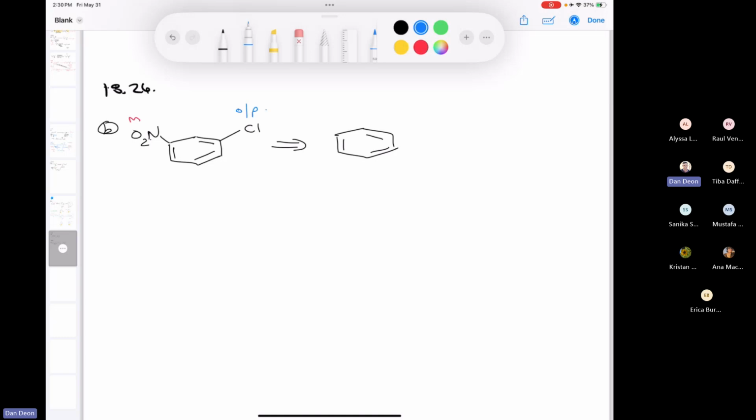Yeah, exactly. Exactly. Thanks, Erica. Perfect. So let's do that. We'll take our benzene. We'll put the nitro group in first. Cook it up in some nitric acid and sulfuric acid. Is that enough acid for you? I hope so.